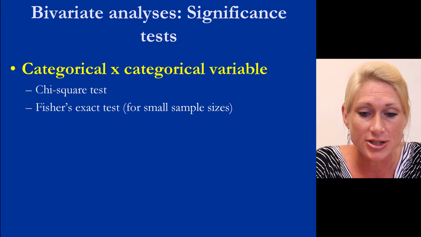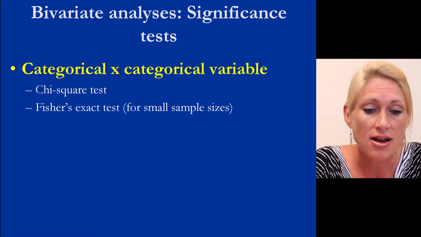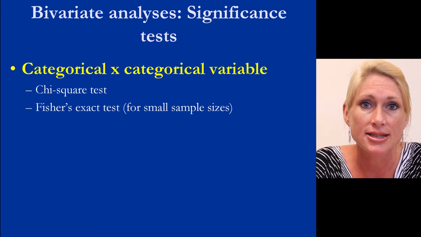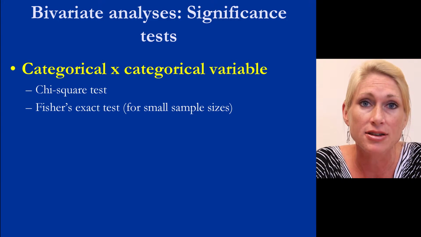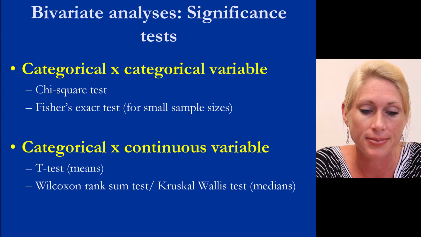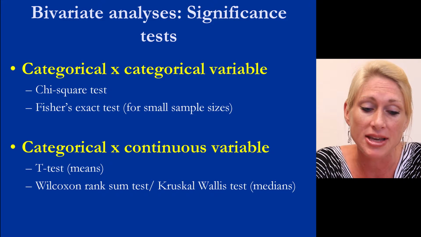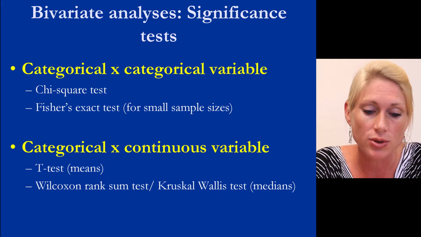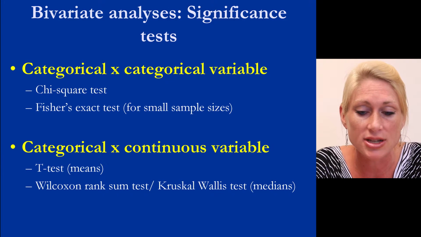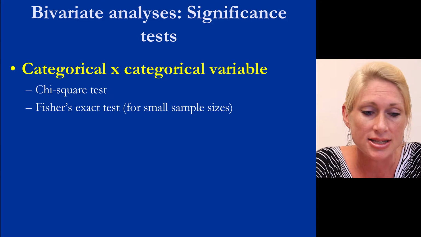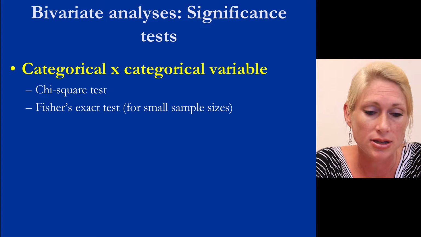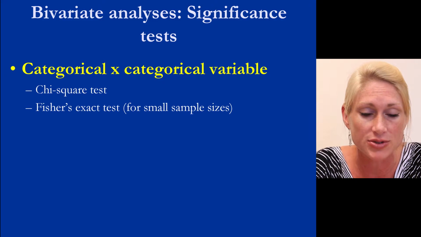For the analysis of two categorical variables, we use the chi-squared test most often as our significance test. We use the Fisher's exact test if our sample size is small. For the analysis of a categorical and a continuous variable, we use the t-test to compare means between groups, and we use the Wilcoxon rank sum test or the Kruskal Wallis test to compare medians between groups. So let's start with the first analysis of two categorical variables first.